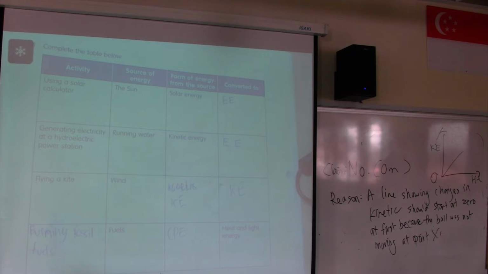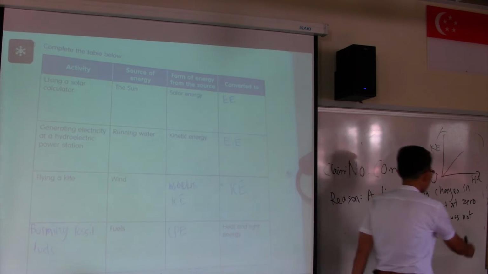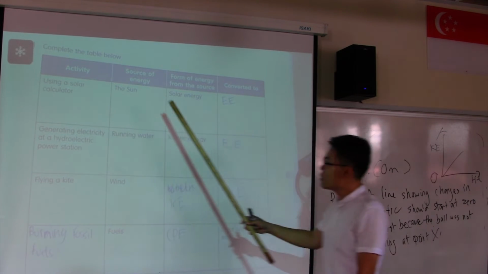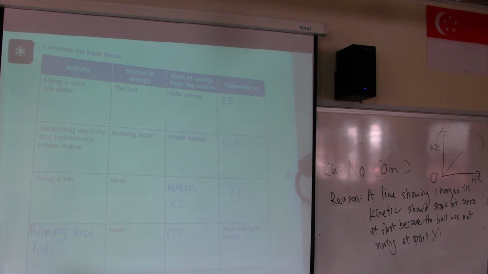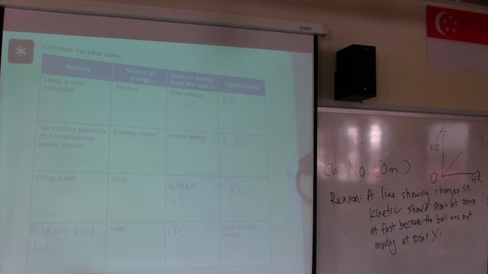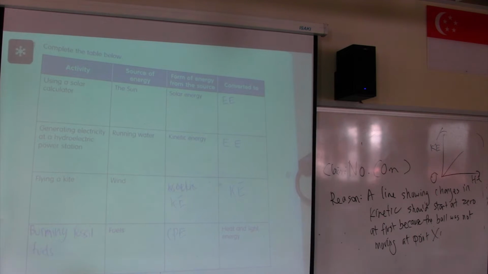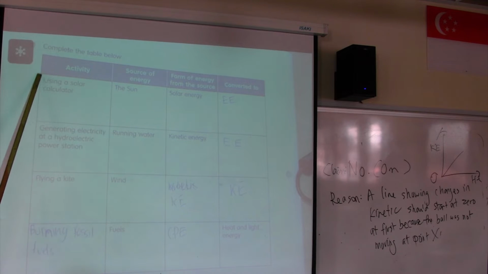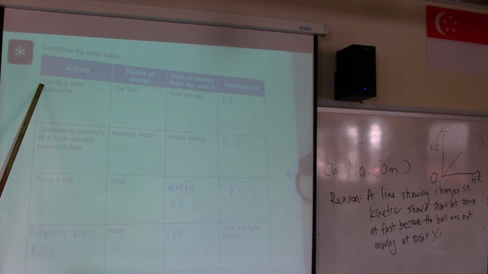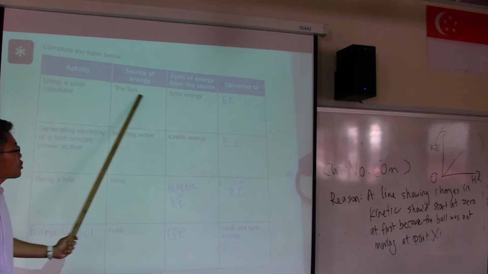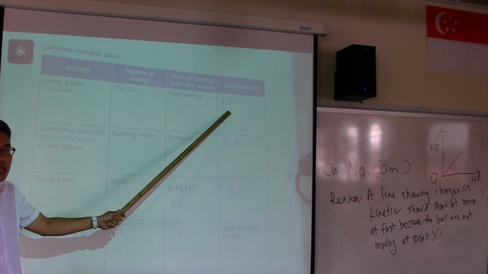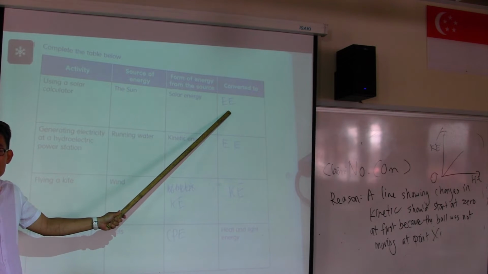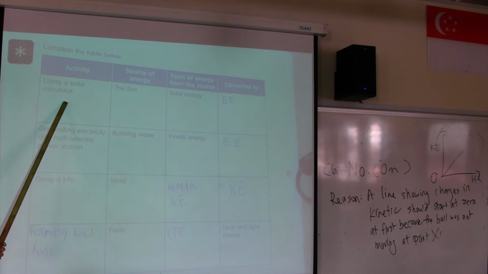So let's look at the heading. Now, the heading here says, now this is an activity. So let's use a solar calculator. Now, your calculator is not powered by solar. Yours is powered by batteries. Right, the school one is powered by battery. But for it to work, eventually, whatever happens in between, it has to convert kinetic to electrical energy for the calculator to work.